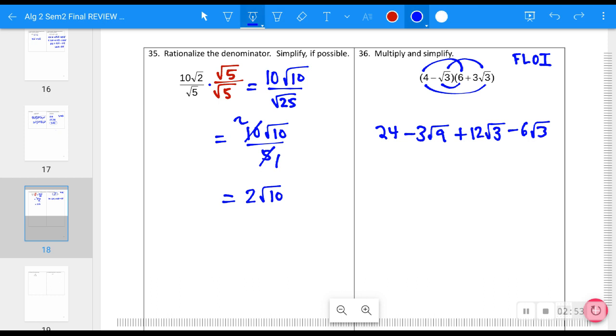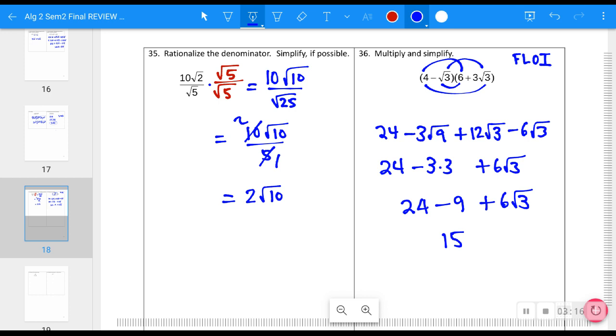But before I do that, I'm going to take this square root of 9 and fix it. It's going to be minus 3 times 3. Square root of 9 is just 3. And down here, the combination gives 6 root 3. So finishing this out, 24, 3 times 3 is 9. And you get 15 plus 6 root 3. And again, you can check this by typing this original problem and typing this answer and seeing if they match each other.